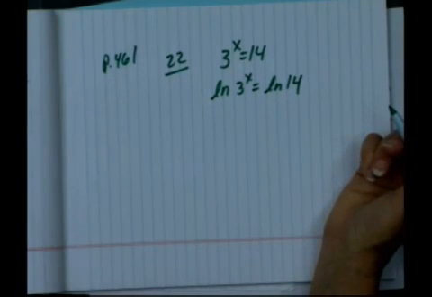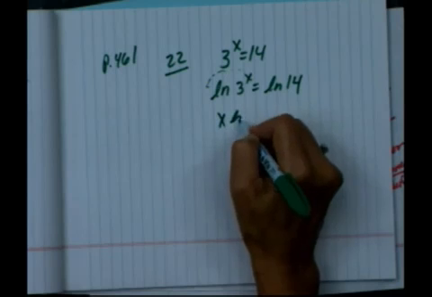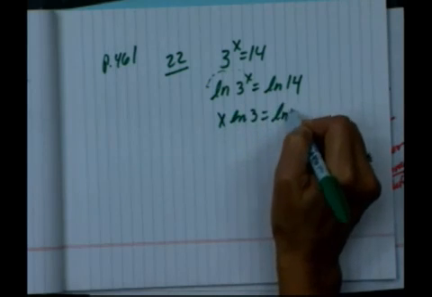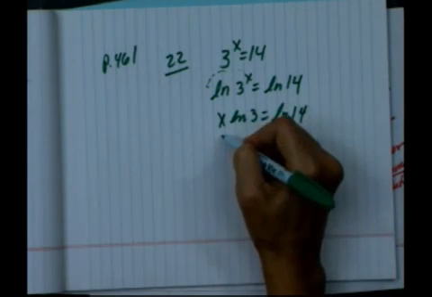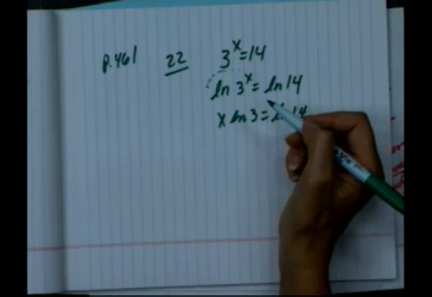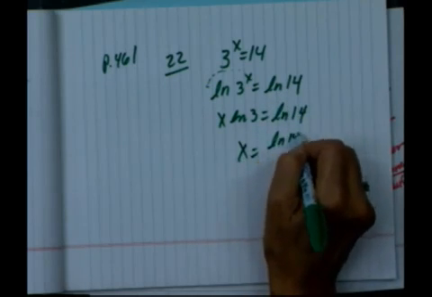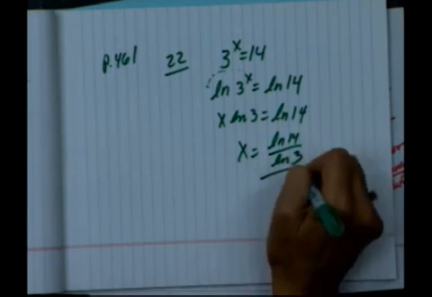Again, what's your next step? Bring the x in front. How do I know I can bring that x in front? By property number 5. That's good, you got that memorized already. So x is natural log of 14 over natural log of 3.